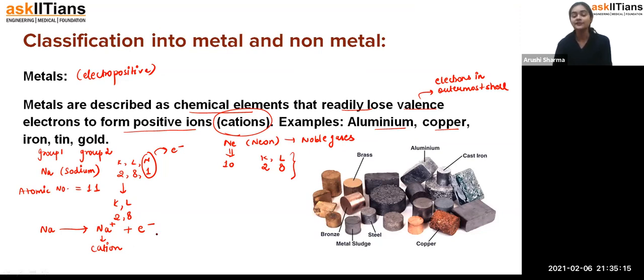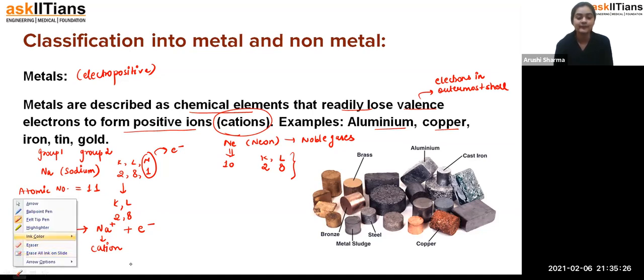Fine. So I have given you the example of one metal, that is sodium. You can take any other example of a metal, like if I take an example of aluminium here. So let's change the color.